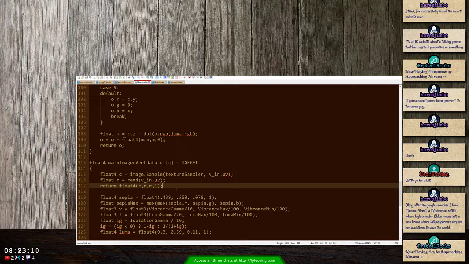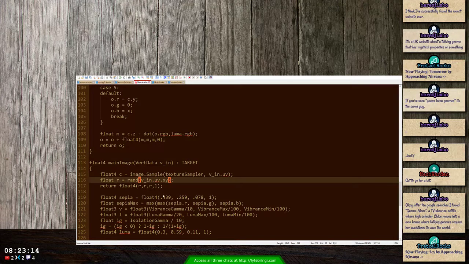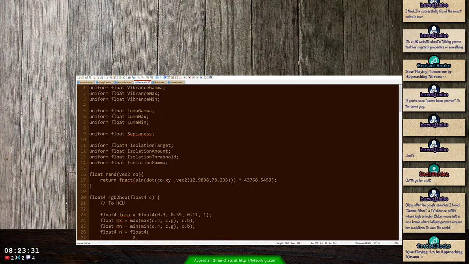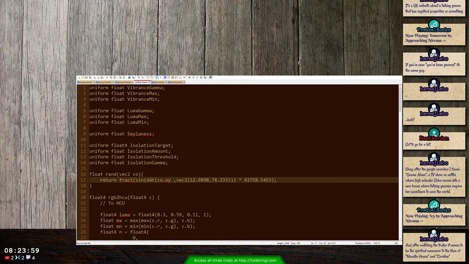It does not. Why not? .xy. Broken. Okay, so the dot product, fract of all of this. So this should return a number between 0 and 1.